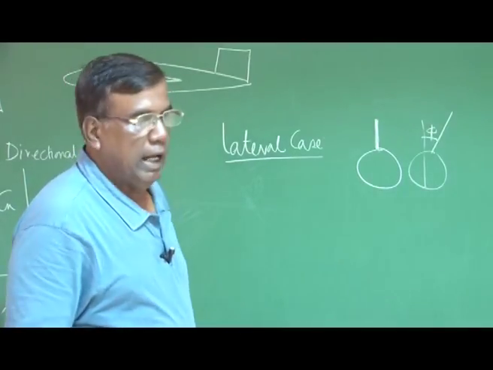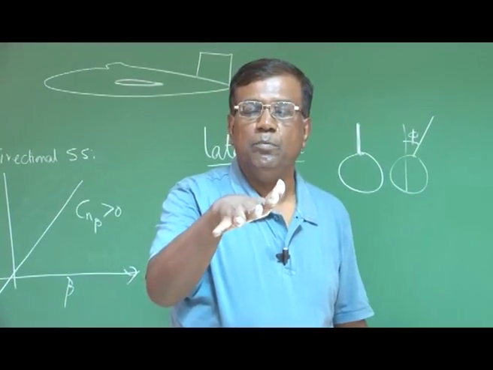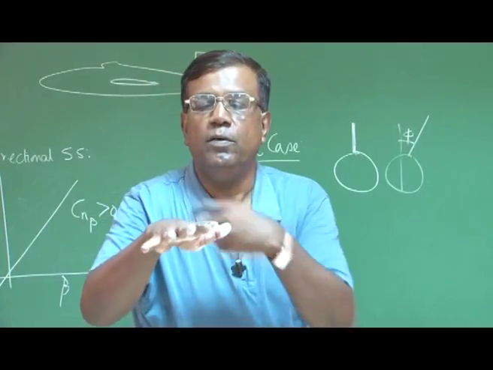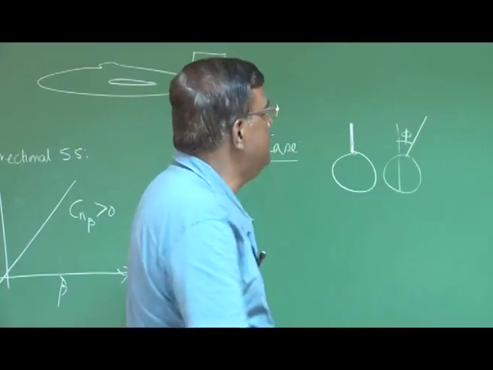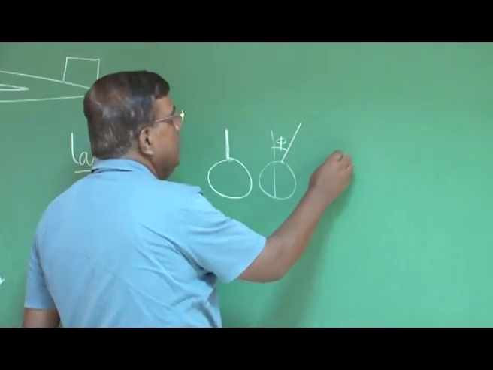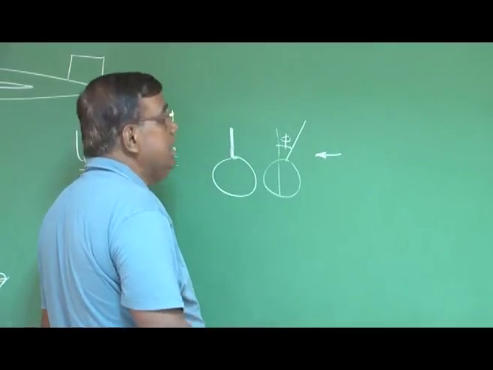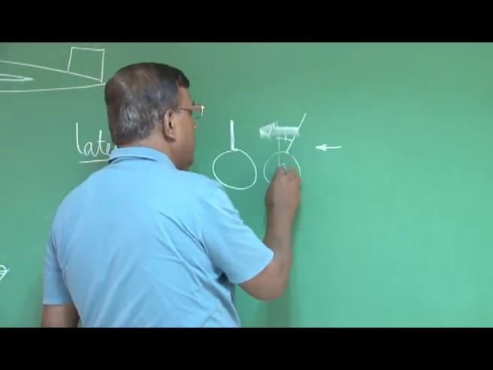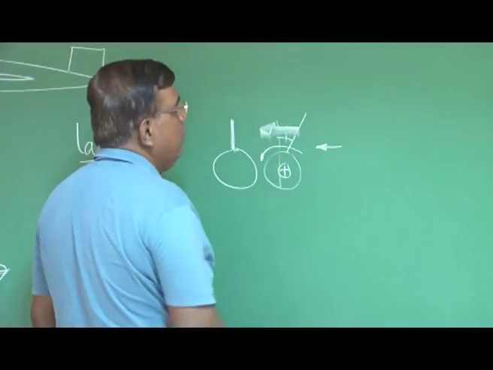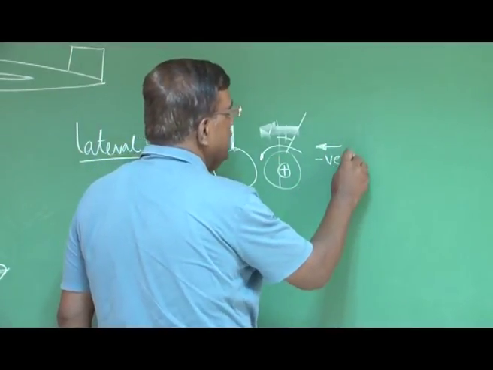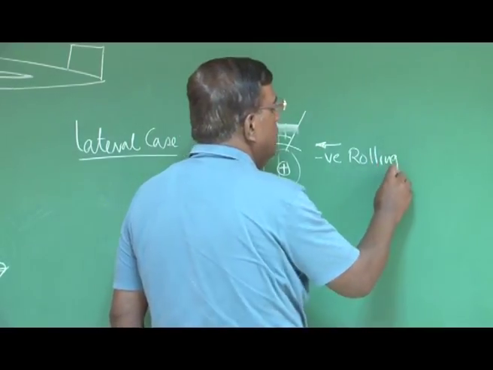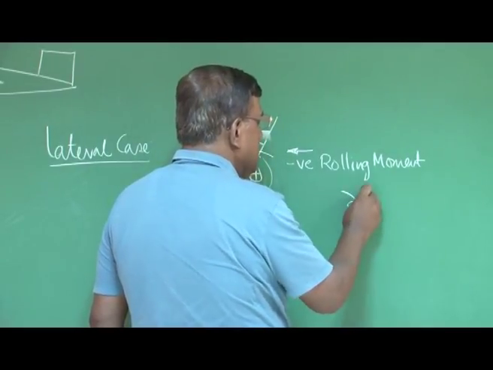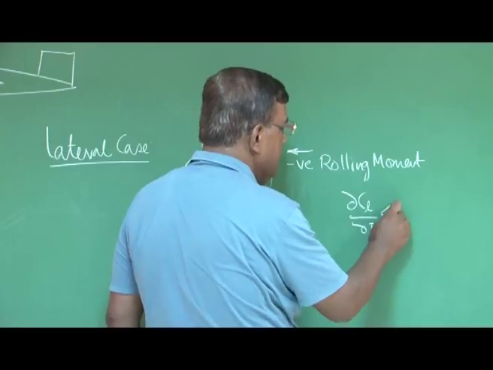What is the mechanism? If the airplane is like this and there is a bank, then it will start side slipping. As it side slips, there is a vertical tail which will give a force, and that will give a moment, right. So, relative air will be like this. This will give a force on the vertical tail, that will give a moment about the center line, which is a negative rolling moment. And in non-dimensional form, we said dCl by d beta less than 0.